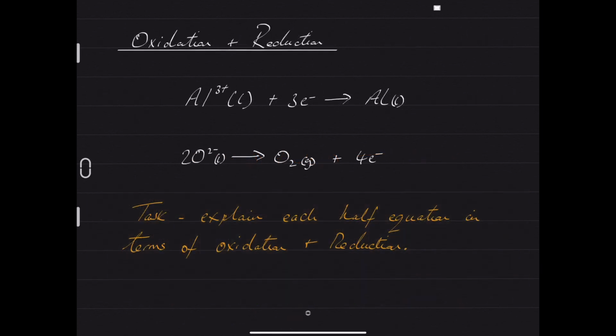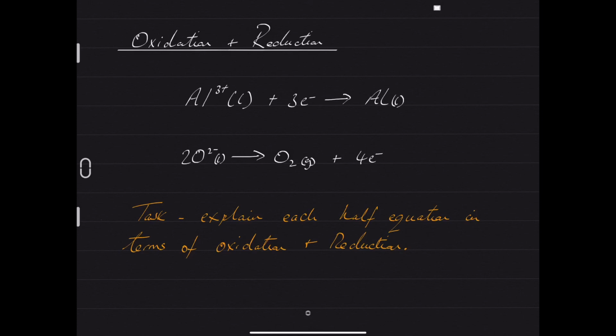Here you have two half equations for the electrolysis of aluminium oxide. I want you first of all to copy down these two half equations and note them down as being half equations. Then I want you to type back an answer. Once you've written the answer down yourself, I want you to type back an answer explaining each half equation in terms of oxidation and reduction. So decide which one's being oxidized and which one's being reduced.